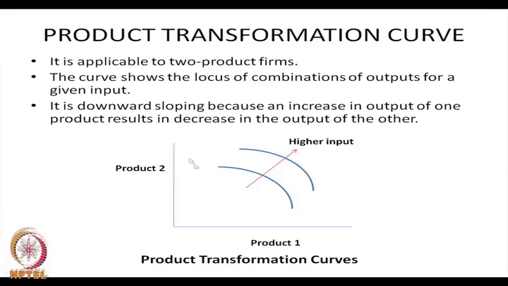The curve is downward sloping, the slope is negative, and becoming more and more so, because an increase in output of one product, suppose I increase an output from here to here, then it decreases the output of the other. So, the slope is negative and therefore, it is downward sloping. For higher input, the curves are like this. So, this is the product transformation curve.